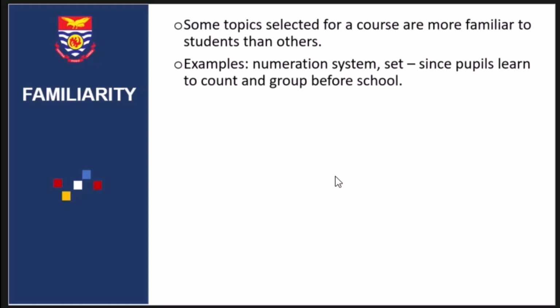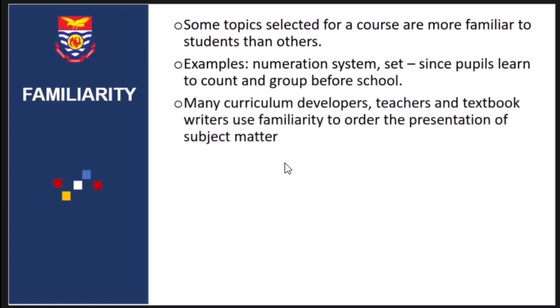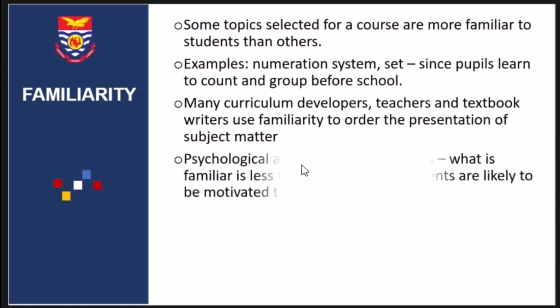So for example, numeration system and sets are normally treated first because we assume that students have learned to count and group before school. Set is all about grouping, putting elements in some kind of set using defined properties. So normally when we are sequencing our subject matter, we start with the numeration system and sets. So many curriculum developers, teachers and textbook writers use familiarity to order the presentation of subject matter.